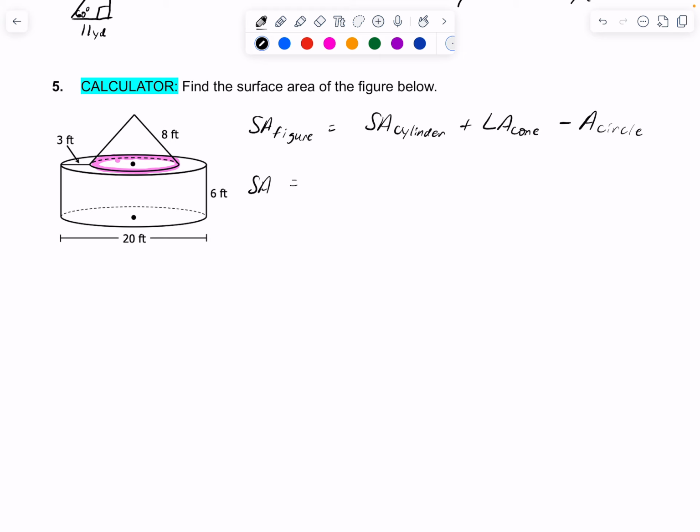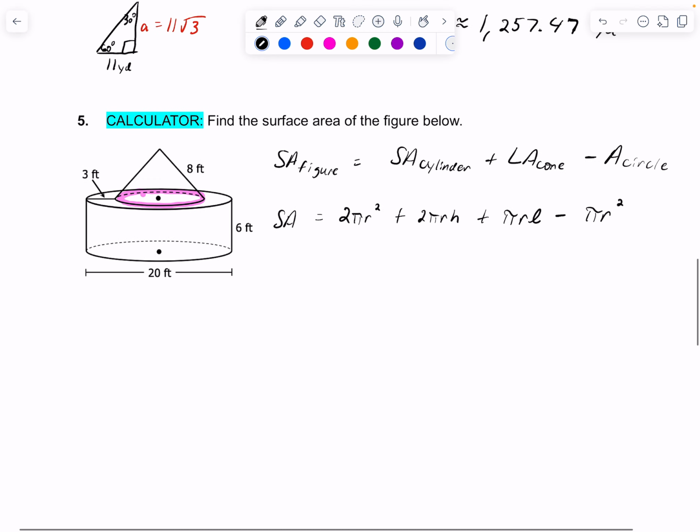So go into the theorem sheet. You can find that on your theorem sheet and write down our formula. We have surface area of the cylinder is 2 pi r squared plus 2 pi rh, plus the lateral area of the cone is pi times the radius times the slant height minus the area of a circle, which is pi r squared. Now I pretty much have everything. The only thing I don't know yet is I'm going to make this also 3 feet. So I really need to figure out the radius of that base of the cone.